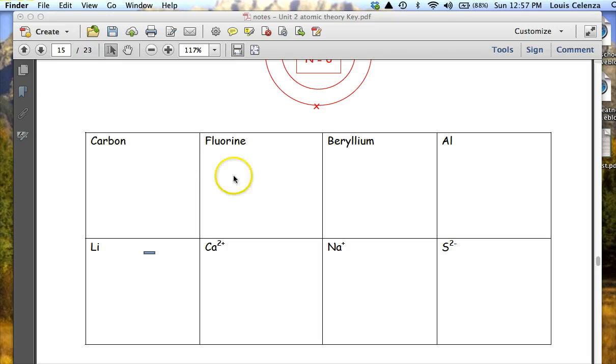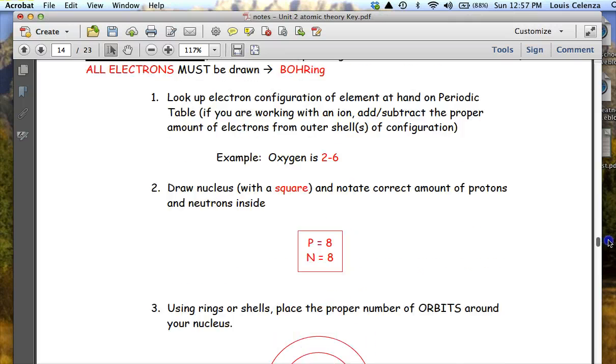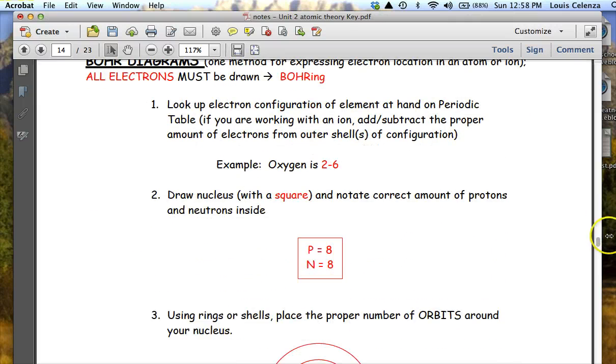Okay, so this is Unit 2, Lesson 6, and we're going to be looking at what we call Bohr models. And this is very simple, so I'm not going to spend a lot of time on this. Remember, the Bohr model is not the actual model of the atom. The actual model is the quantum mechanical or electron cloud model, but we still use the Bohr model because it's just plain simple.